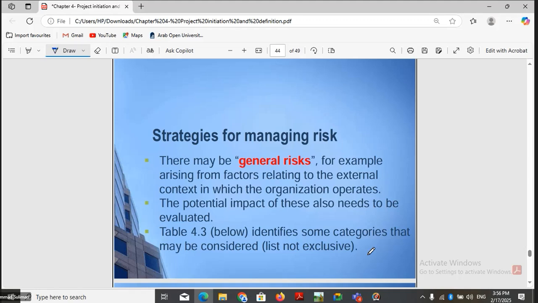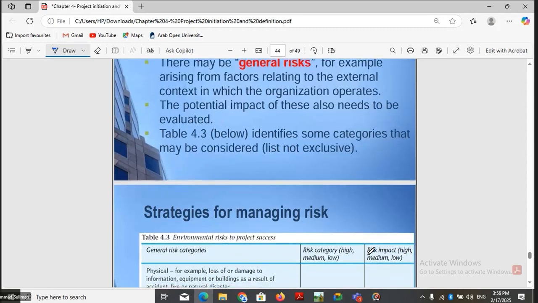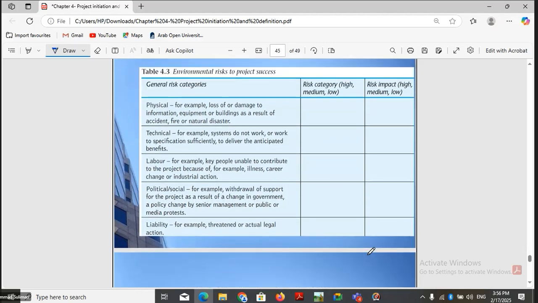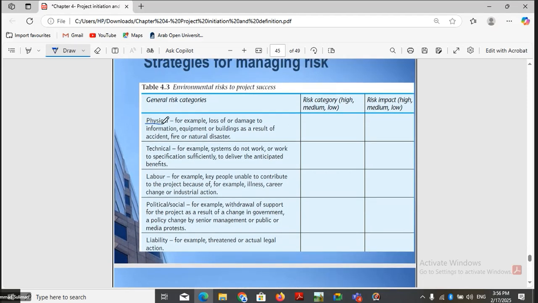Okay, there might be some general risk also arising from the external context in which the organization operates. These also need to be identified. So in the next table, we are listing some categories that may be considered as risk categories, some general risk categories. For example, the physical category: there may be loss or damage of information, equipment, or building as a result of accident, fire, or natural disaster. This is a general risk category.